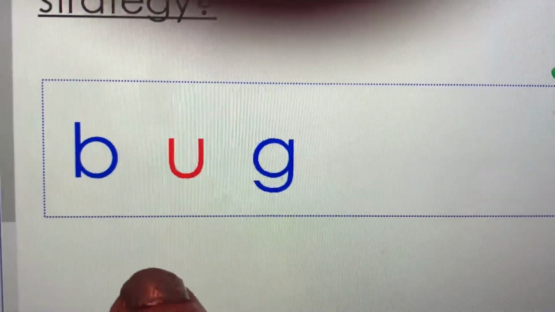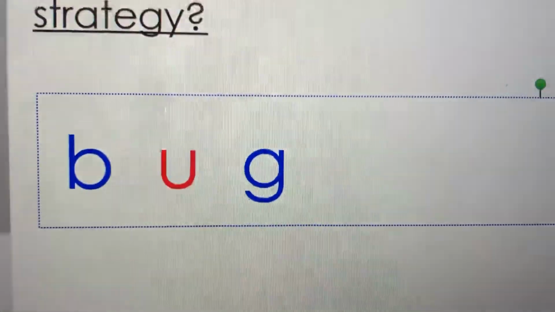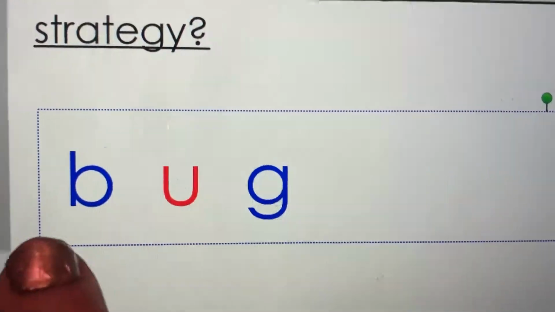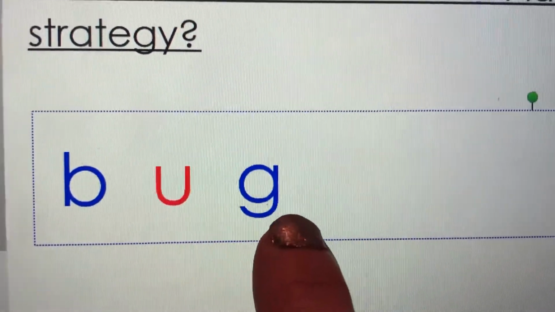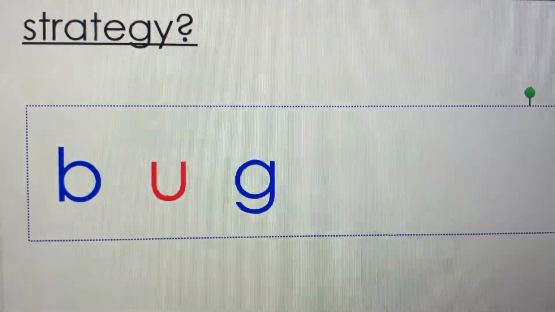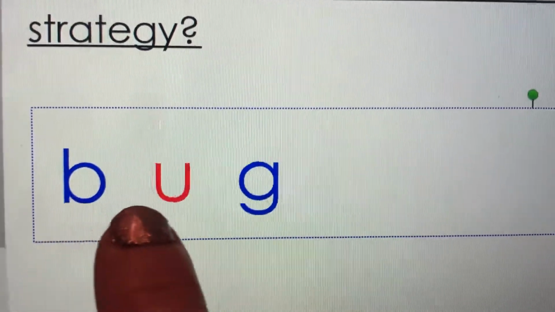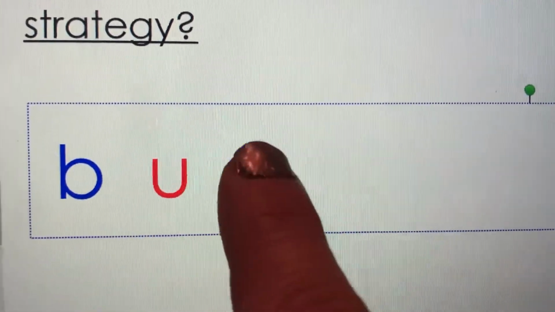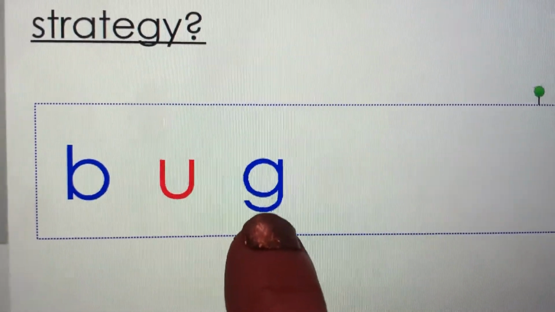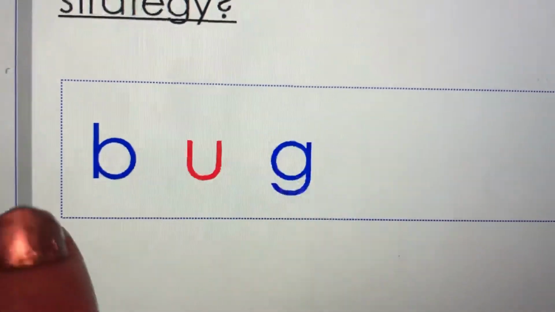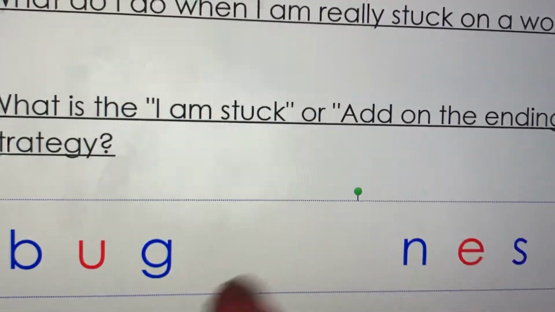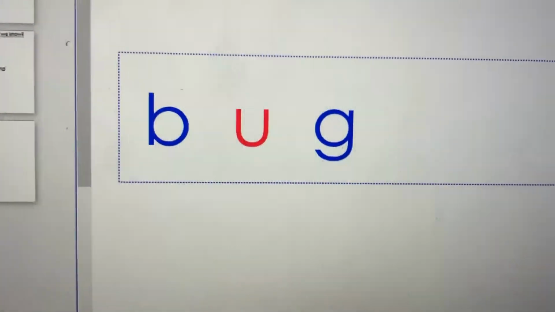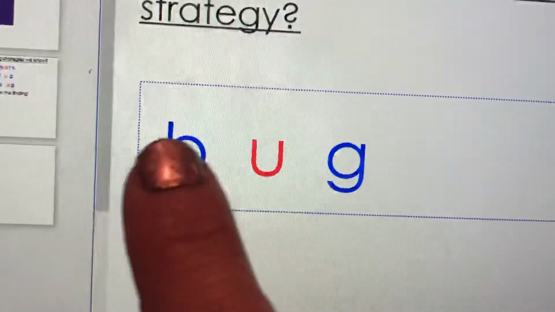Okay, so if you are doing that at home, or parents, if your child is doing that at home, if they're going back and blending, but they're only saying the rhyme chunk in the word, they're leaving off that beginning, or maybe they're getting the beginning and the middle, but they're saying the wrong sound when you get to this final ending consonant, then this is a good strategy to teach, the I am stuck or the add on the ending blending strategy. Okay, and here's what it looks like.